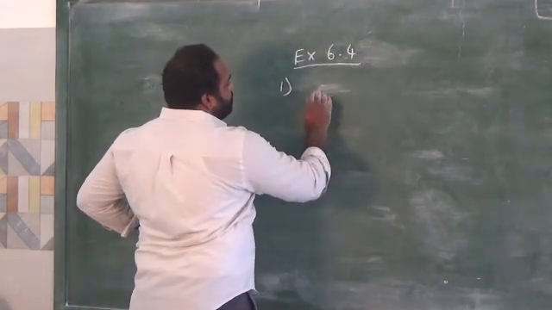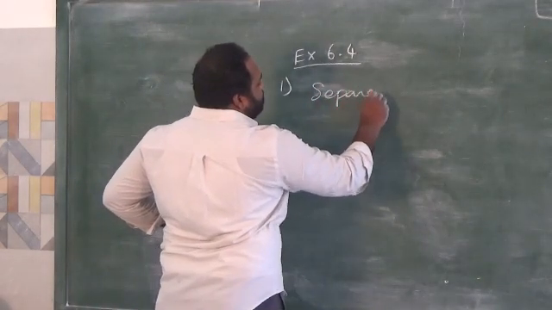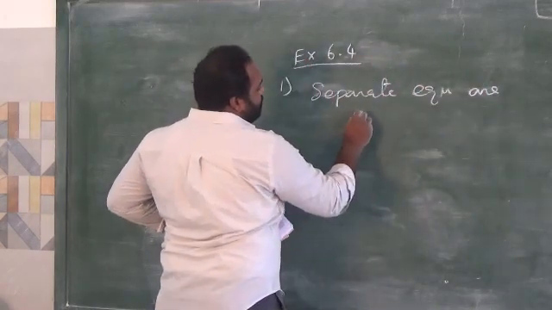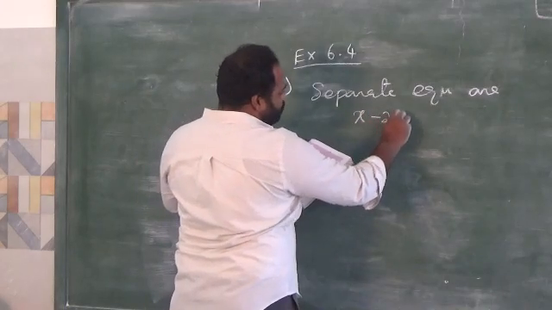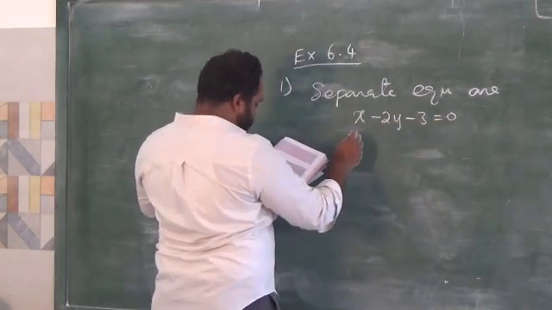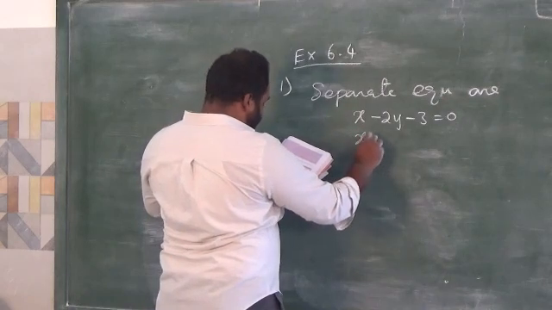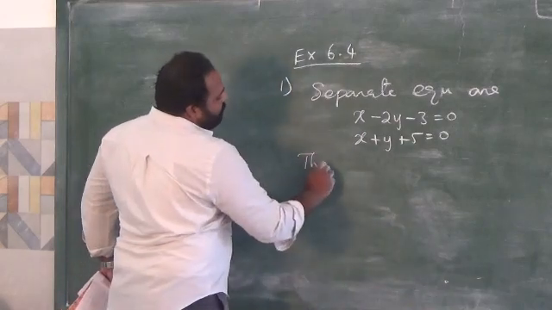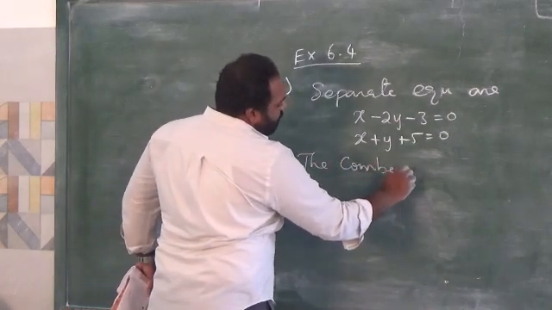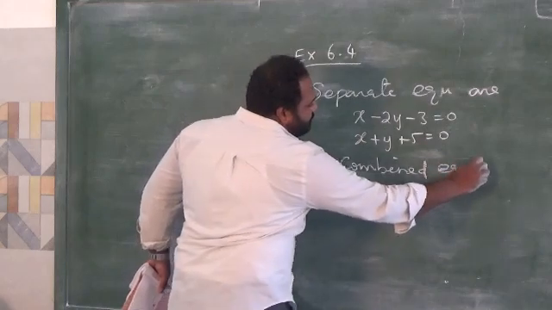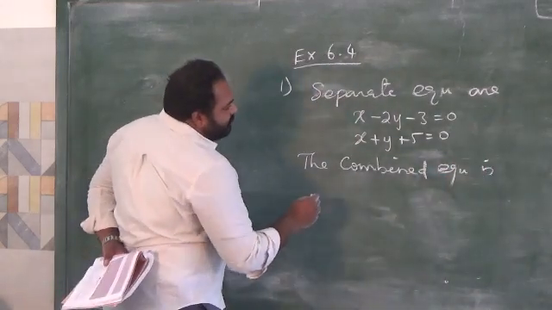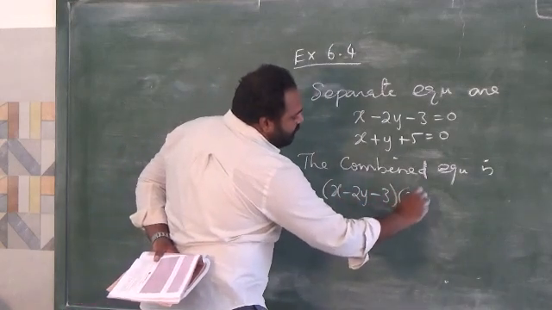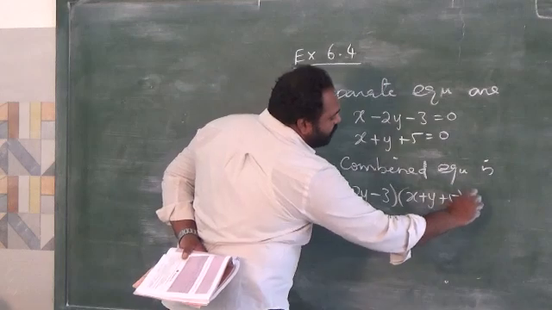The separate equations are x minus 2y minus 3 equal to 0 and x plus y plus 5 equal to 0. So, the combined equation is (x minus 2y minus 3)(x plus y plus 5) equal to 0.